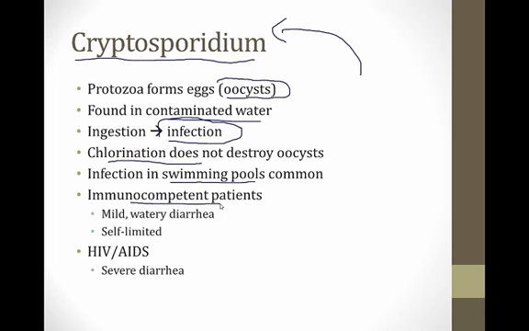If you're immunocompetent, this will cause a mild watery diarrhea. It's self-limited. It usually occurs in a child, and it's often presumed to be viral. You would never even send diagnostic tests to work this up in most cases. However, people who have HIV or AIDS can get a very severe diarrhea from Cryptosporidium infection.